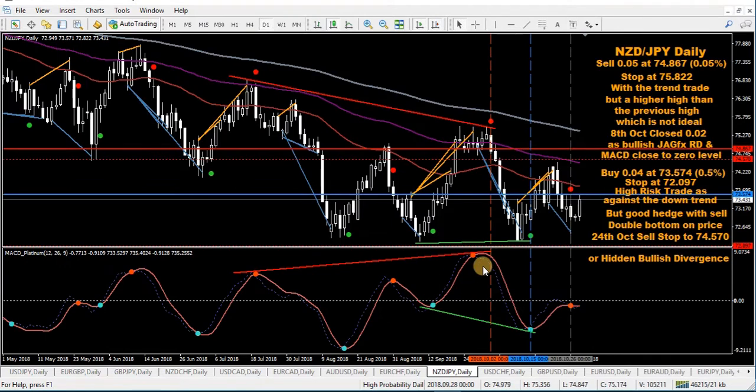New Zealand Japanese yen, in a sell back here. There's a stop of that sell. There's been a partial close. You can read all my notes, as I say, pause the video.